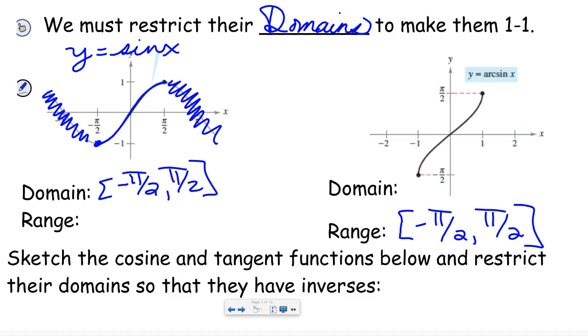So when I talk about sine inverse of something, my answer is an angle in that viewing window. All right, so next up, the range of the sine function is what it's always been, negative 1 to 1, and that's the domain of this.